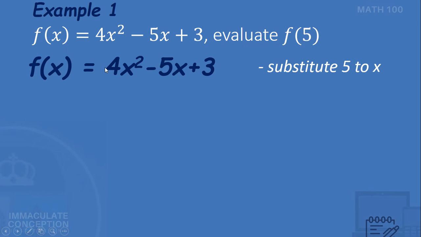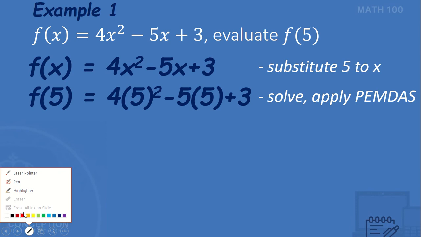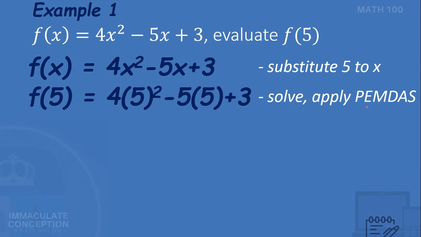First, we will replace x with the value of 5. f of 5 equals 4 times 5 to the second power minus 5 times 5 plus 3. And then solve by applying the concept of PEMDAS. PEMDAS pertains to parentheses and exponent, multiplication and division, addition and subtraction.